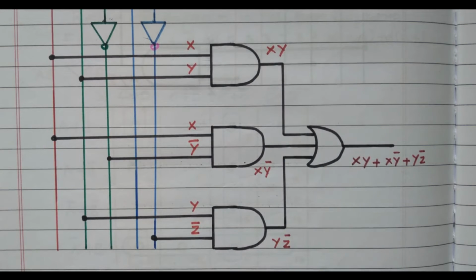So in this video we discussed how to implement the Boolean function using logic gates. In these 3 examples we used the basic gates: NOT gate, AND gate and OR gate.